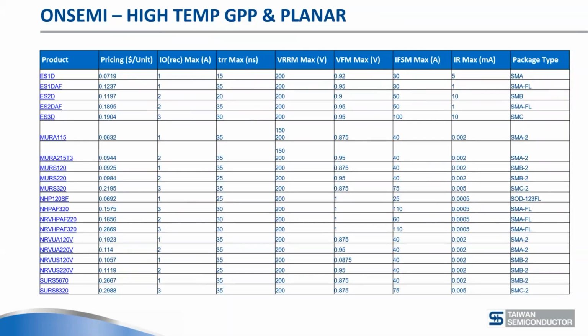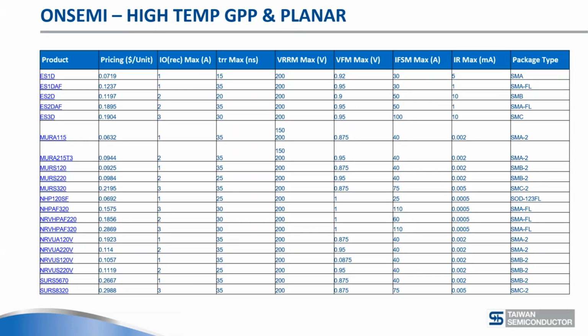The only thing I would like to point out to you with ONSEMI is that a lot of these diodes, and we do have equivalents for them, have a very good spec on the VF. The 0.875, which you see three or four times repeated in the column of the VFM max, is sometimes difficult to meet. We can do that too.